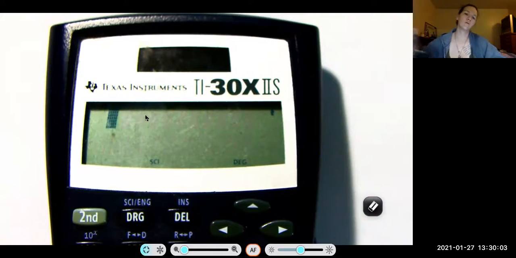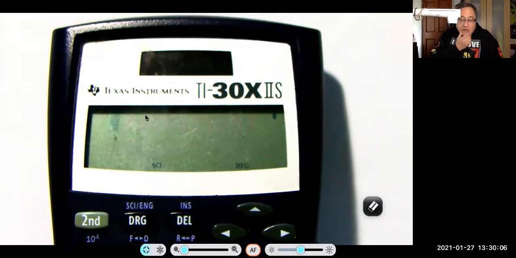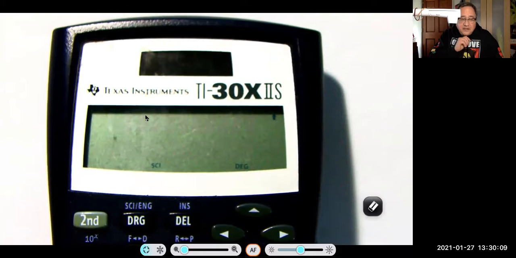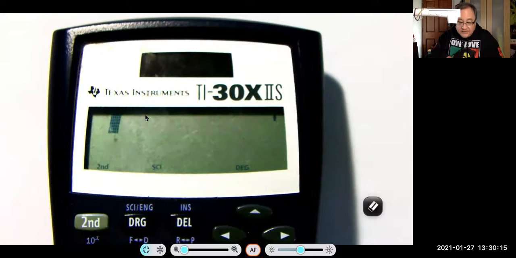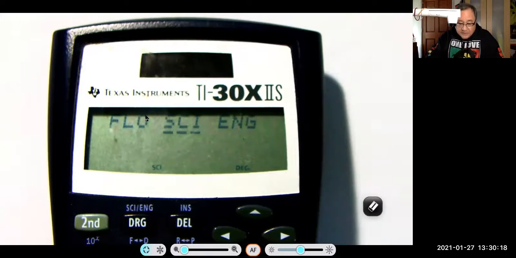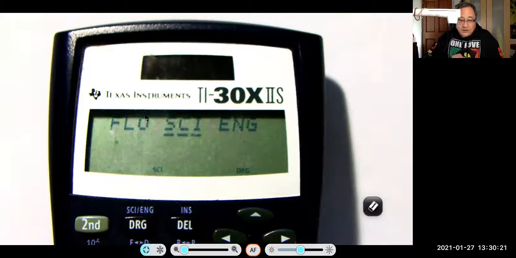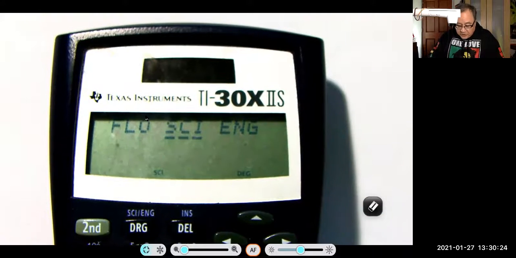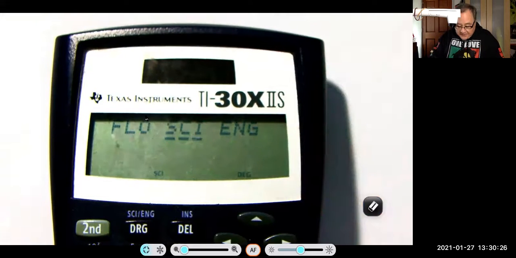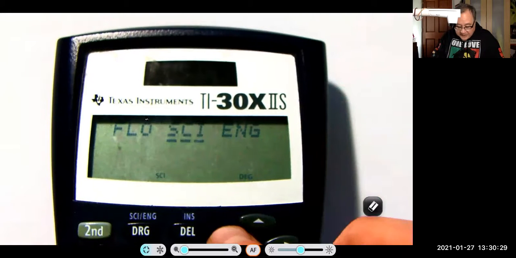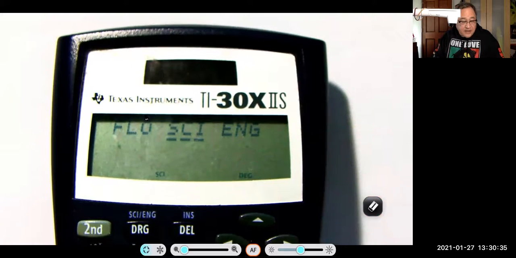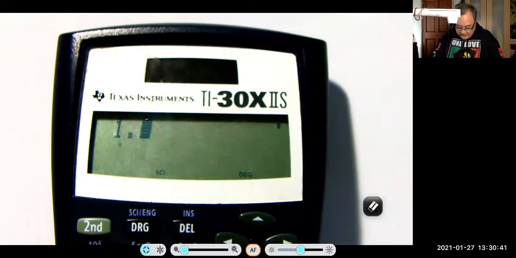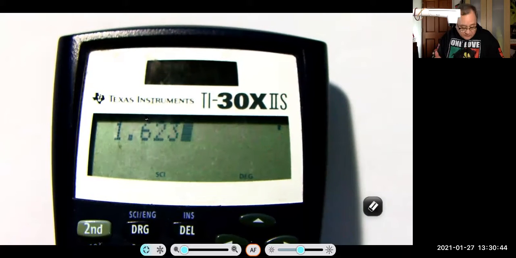Okay. And I can switch between scientific notation and fixed notation by hitting this second science engineering. So anything in blue on the above, to get to that menu, I need to push the second button. So flow is the fixed notation and science is the scientific notation. So I can actually go back and forth. I'm going to leave this on scientific notation for right now, and I just press equal. So I'm going to write 1.623 times 10 to the third.